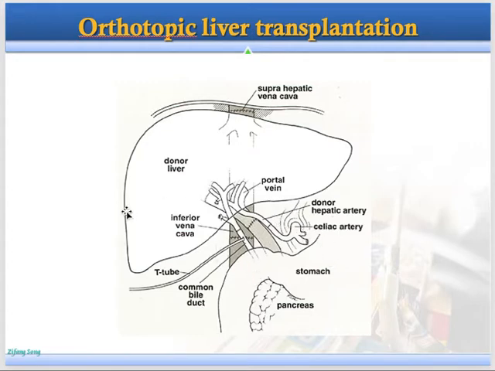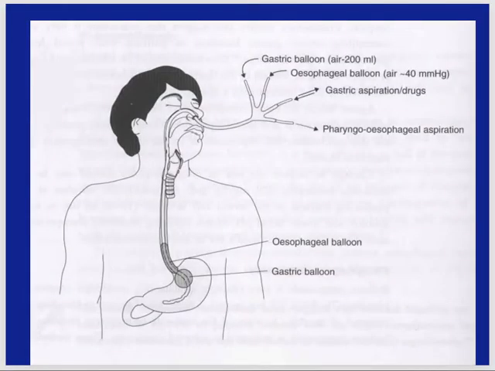This is a donor hepatic artery, which is connected to the celiac artery, and all the things. So the same. So that's all about portal hypertension and the esophageal bleed. So this is someone who is bleeding from here. They put the Sengstaken-Blakemore tube and they inflate it. Because of the pressure, the bleeding will be stopped.